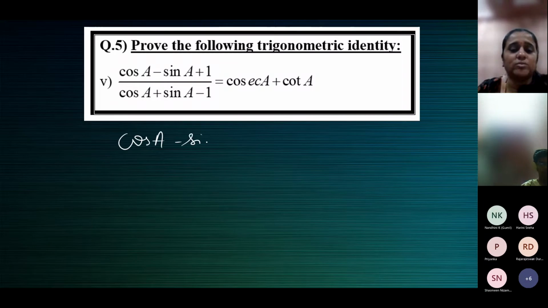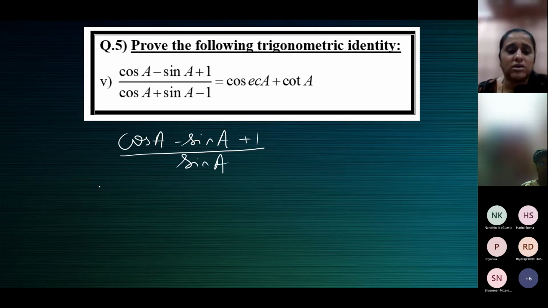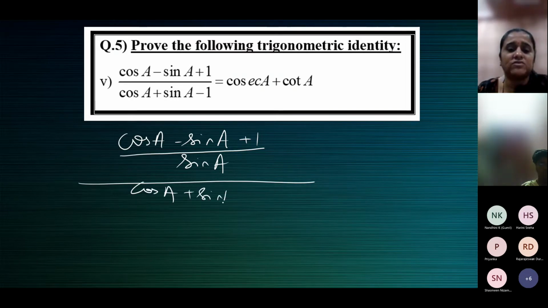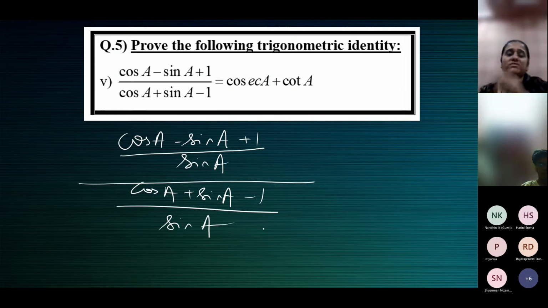I'm just writing the numerator: cos A minus sine A plus 1. Now supposing we divide the numerator by sine A, the denominator also. What's the denominator? Cos A plus sine A minus 1, divided by sine A. You're dividing both the numerator and denominator by sine A.